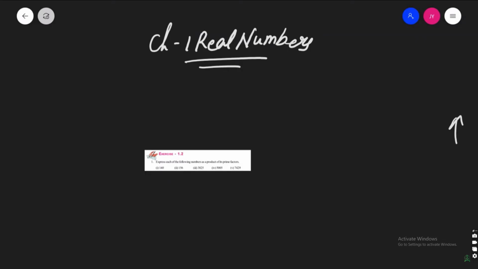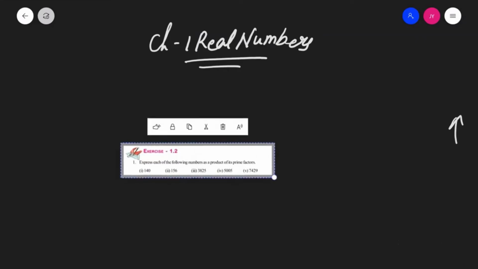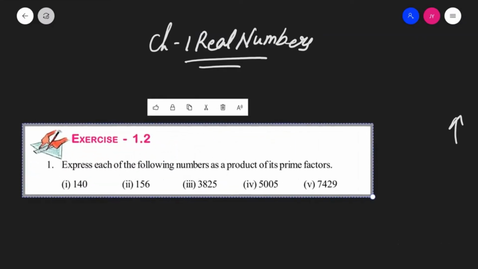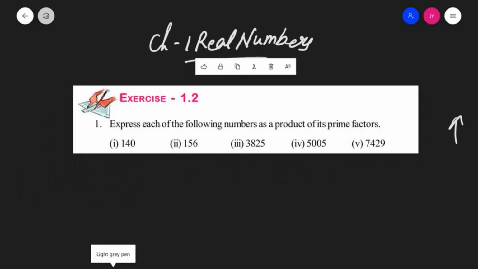In this video, we are going to solve all the 6 questions of exercise 1.2. So let's see the first one. We have to express each of the following numbers using prime factors, right?